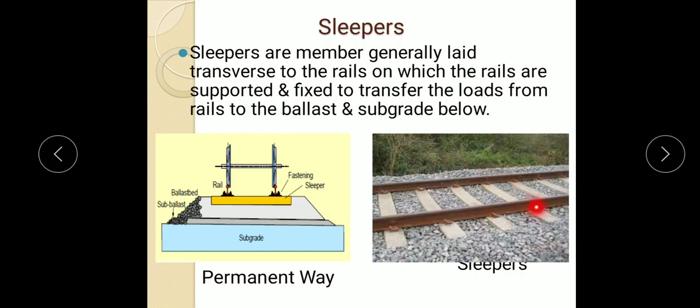So, when there is a movement of heavy load on this railway track, whatever load comes on these rails will transfer to the sleepers, and these sleepers then transfer that load to the ballast. This is ballast.